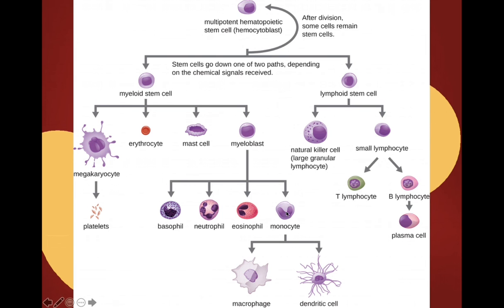And then we have the monocyte, which is agranular. And the monocyte is what can turn into a macrophage or a dendritic cell. These are typically referred to as antigen-presenting cells, or APCs. An APC is an antigen-presenting cell, meaning it presents the antigen to the immune system and says, hey, this doesn't belong, attack and destroy.